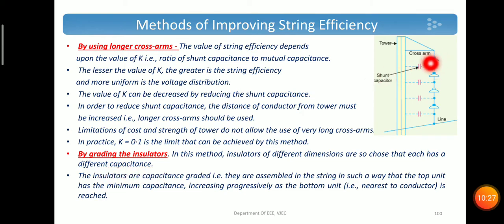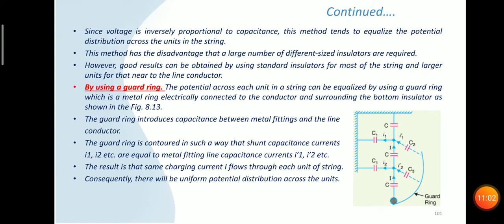This top unit will have minimum capacitance, so that the potential drop will be less, so the voltage across the string will be more, and the disc near the conductor will have maximum capacitance. In this grading of the insulator, we can adjust the voltage to a maximum level. It is an efficient method, but we have to construct different discs with different ratings.